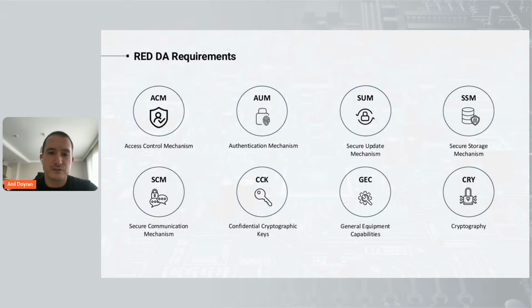There are different requirements RED DA asks from manufacturers. These include an authentication mechanism, a secure update mechanism, and a secure storage mechanism. For example, if the device stores confidential or sensitive data, it must be stored securely on the device. The other thing, a secure communication mechanism, is also a provision in RED DA. If sensitive data goes through a communication channel, it must be protected.